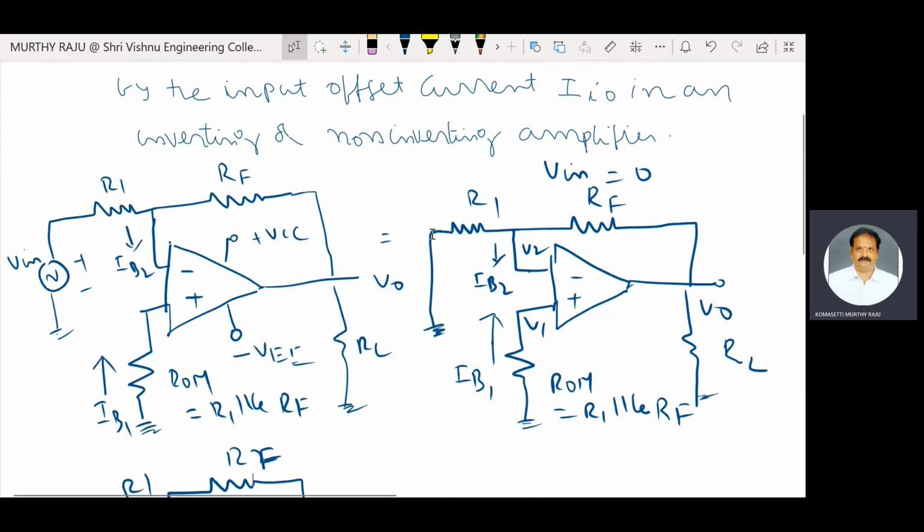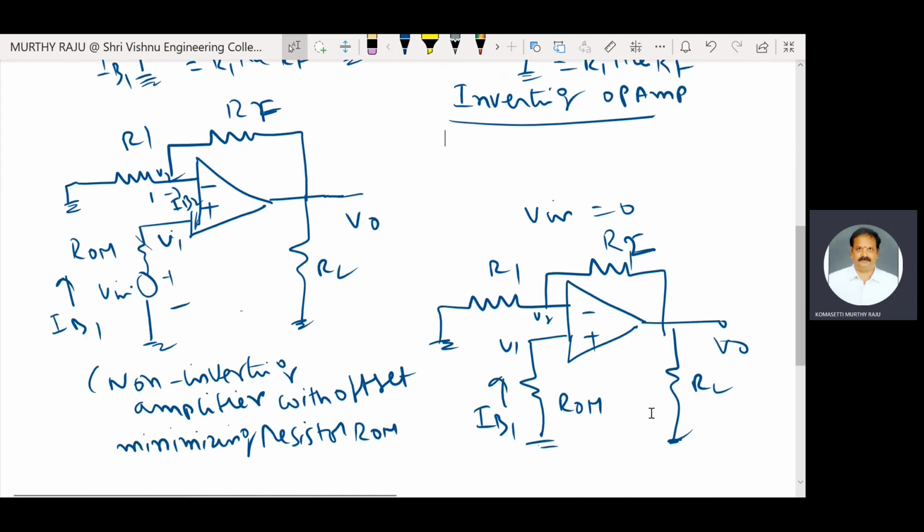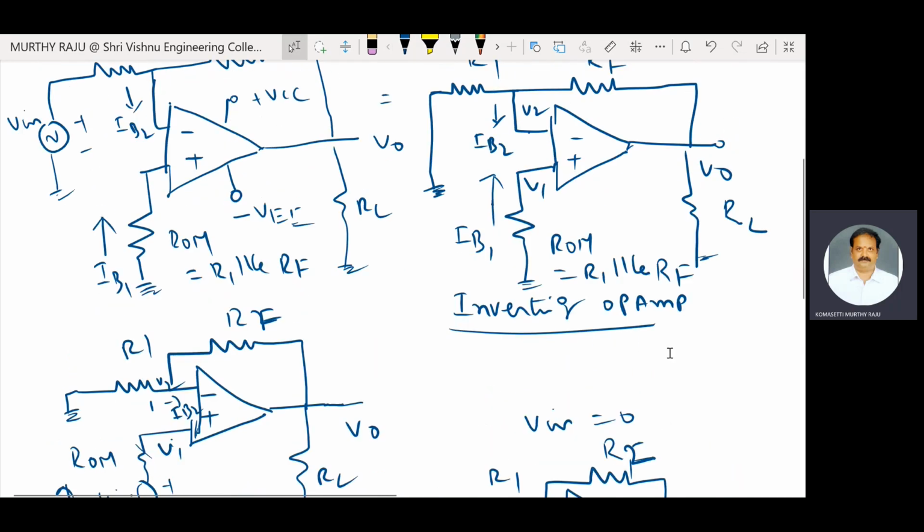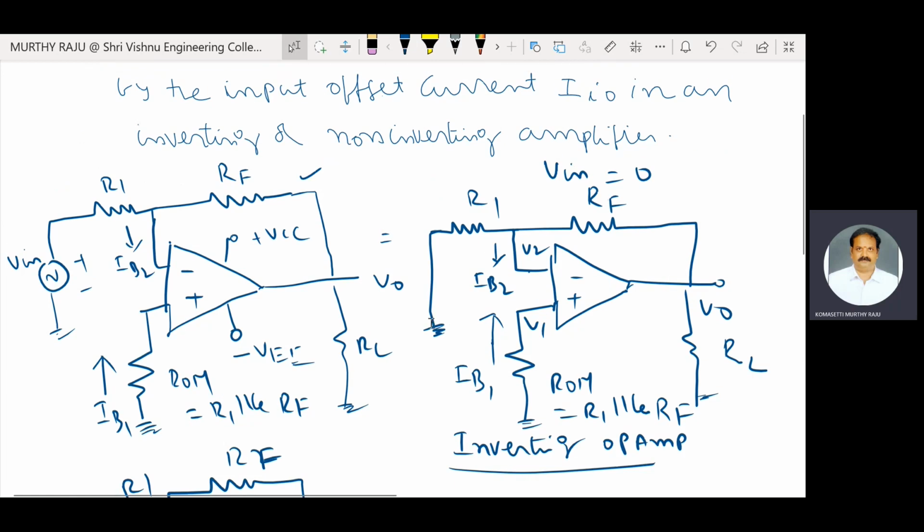This is the inverting case, inverting op-amp. Here ROM is connected to the inverting terminal. Vin is equal to 0. The circuit diagram is like this. This is the inverting op-amp. Here, in the non-inverting op-amp, both circuit diagrams are similar. When Vin is equal to 0, ROM is the offset minimizing resistance due to input bias current.